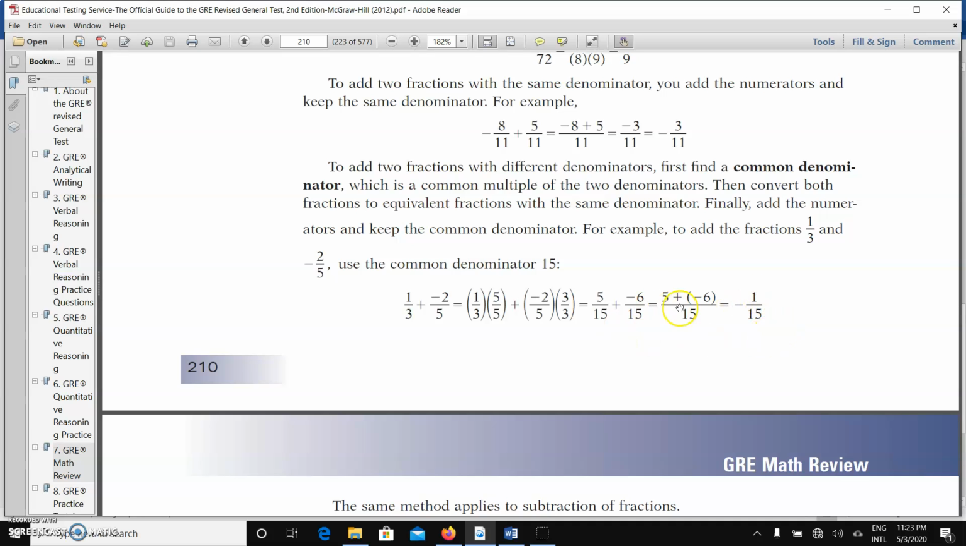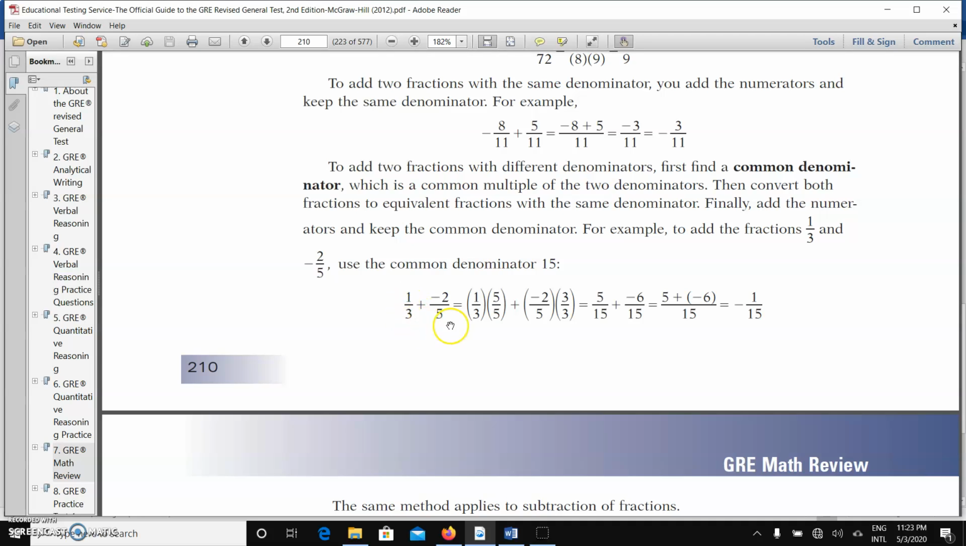However, if you want to do the process the other way I explained, you look for the denominator to be 15. 15 divided by 3 is 5. 5 times 1, which is the numerator, that's 5. Plus here, 15 divided by 5 is 3. 3 times minus 2, that will be minus 6. So when you do the calculation, you get the answer. But I prefer to multiply through.